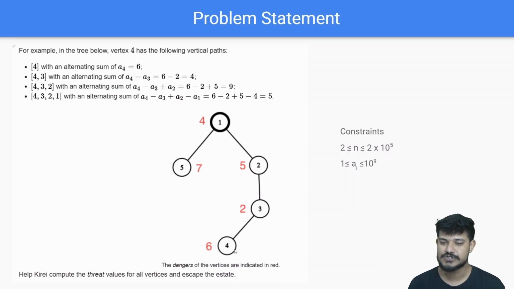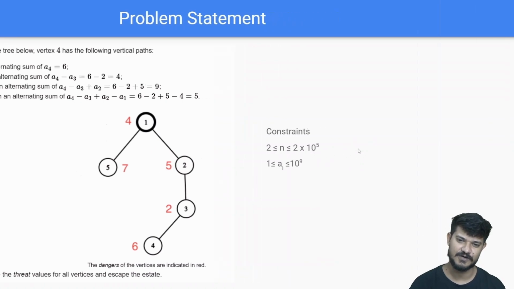So for each node you have to calculate its threat value. That is the problem statement. The number of nodes is up to 2 times 10 to the power 5, and the value of each node can be as large as 10 to the power 9. We have to solve this in linear time, or at most n log n, because n is 2 times 10 to the power 5. So let's see how we'll solve this problem.